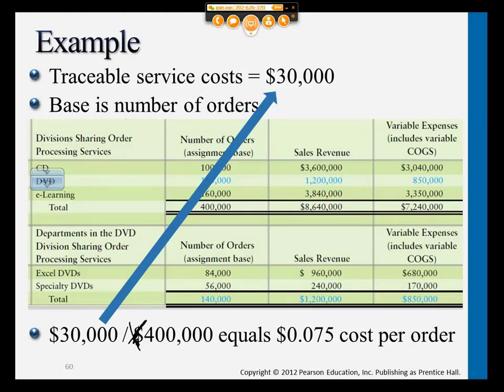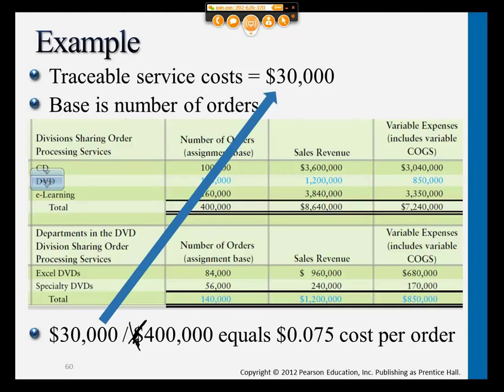We divide it by the total number of orders, which is 400,000. Okay? So what do we get? We get a cost per order. All right? I summed up all of my orders, for CD, DVD, e-learning, for all my divisions, and I got 400,000. And I also know that my traceable service cost is 30,000. So I took my $30,000, I divided by 400,000, and I got this 0.075 cost per order.